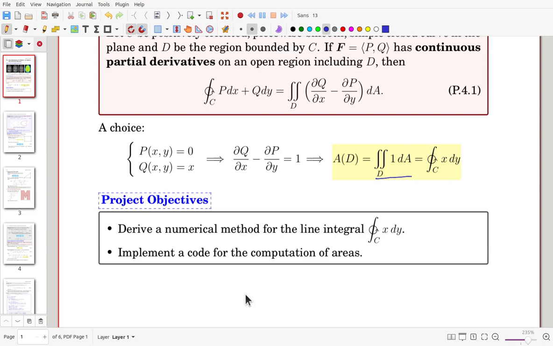Here are the project objectives. Derive a numerical method for the line integral, which will then give the area of the region. Implement a code for the computation of areas.